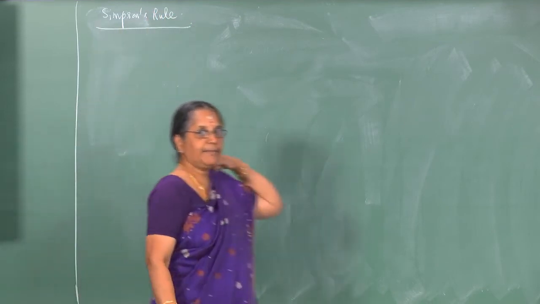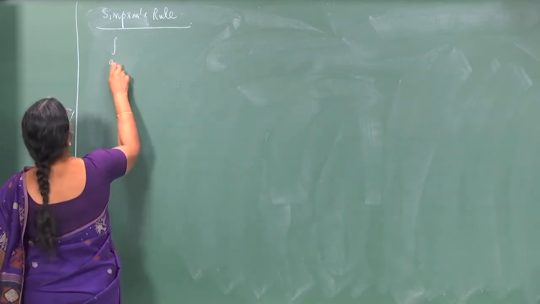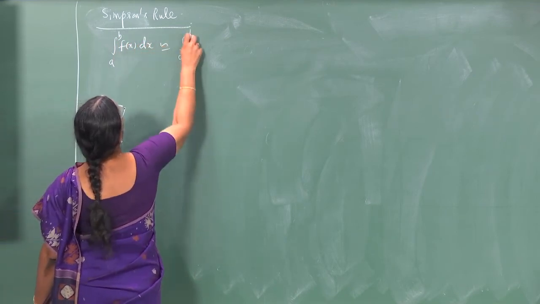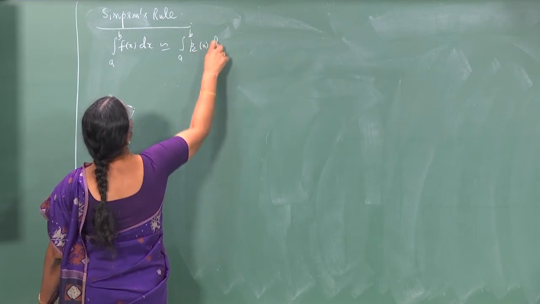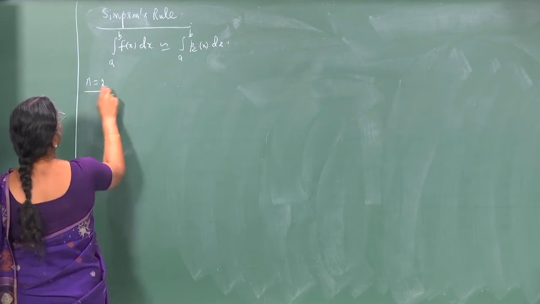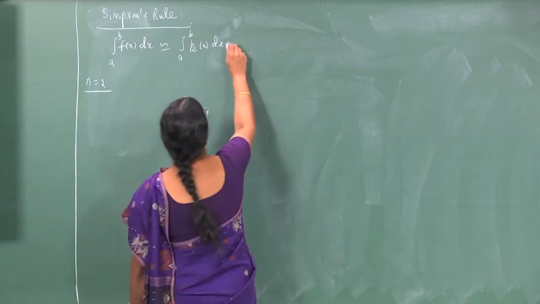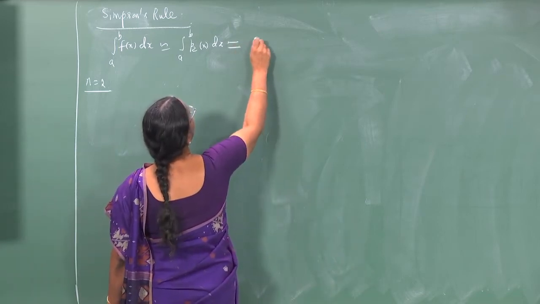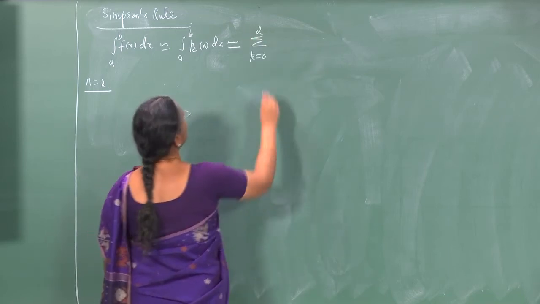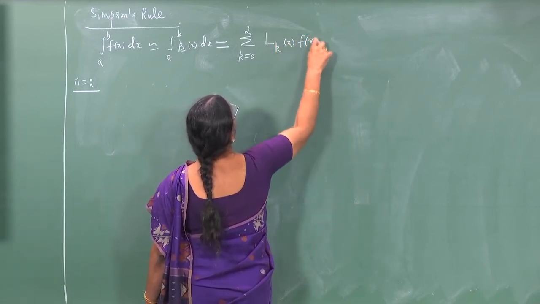The method is obtained by approximating the function f of x, which has to be evaluated in this interval, by a polynomial of degree 2. So, I take my n to be 2 because I am interested in deriving the Newton-Cotes method. I would like to get a method of the form sigma k equal to 0 to 2 Lk of x into f of xk.